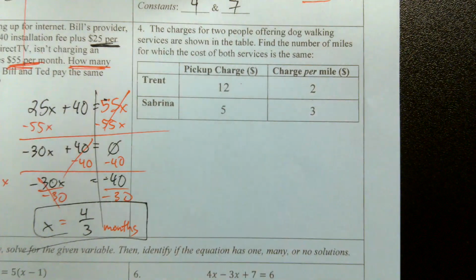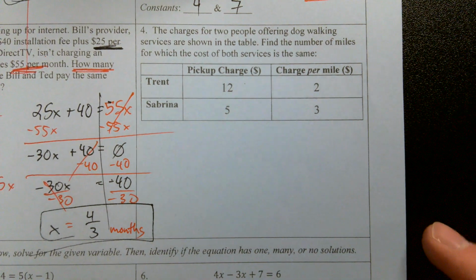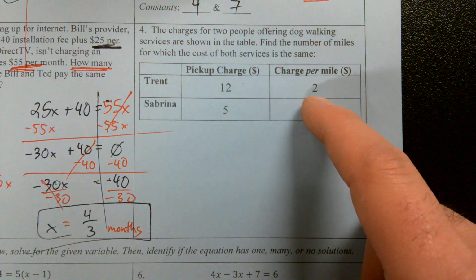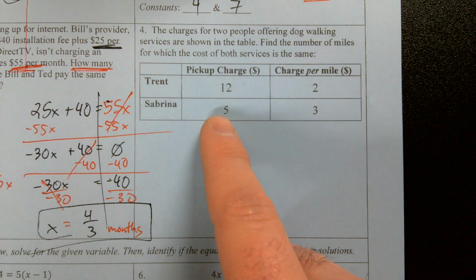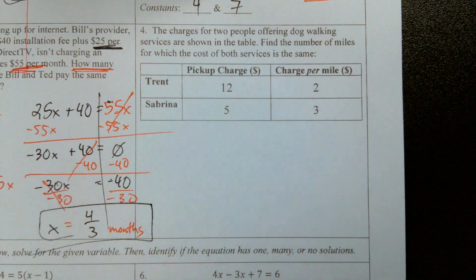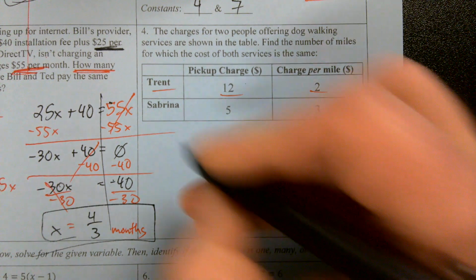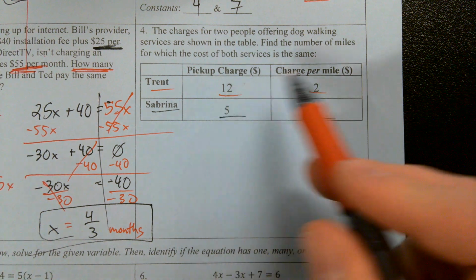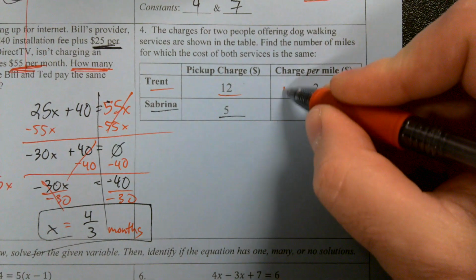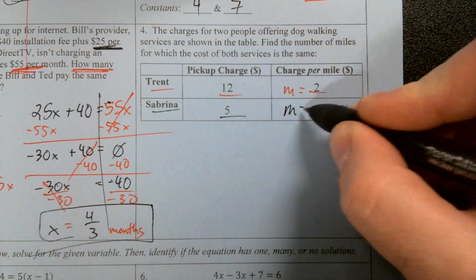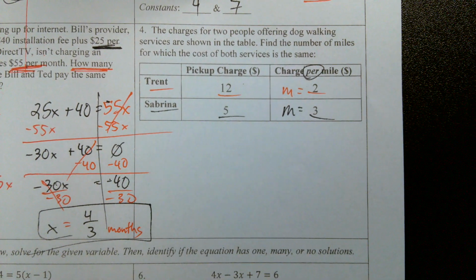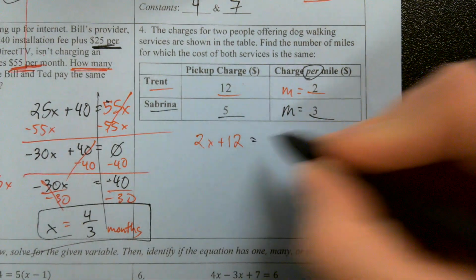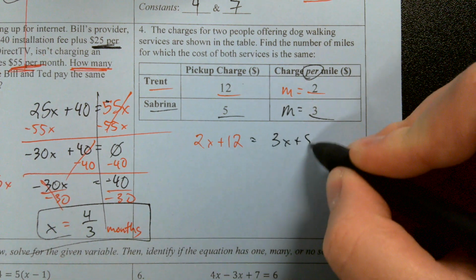Number 4, same kind of idea, except we're presented in a table format. Trent is walking dogs with a $12 pickup charge and $2 per mile. Sabrina's walking dogs with a $5 pickup charge and $3 per mile. Trent's numbers are 12 and 2. Sabrina's are 5 and 3. Which of these numbers are my M's? 2 and 3. Per mile. That's your M. So Trent's equation, 2x plus 12, is going to equal Sabrina's equation, 3x plus 5.